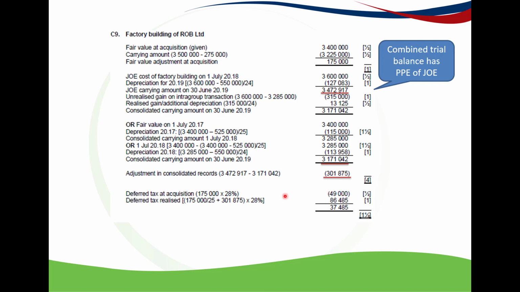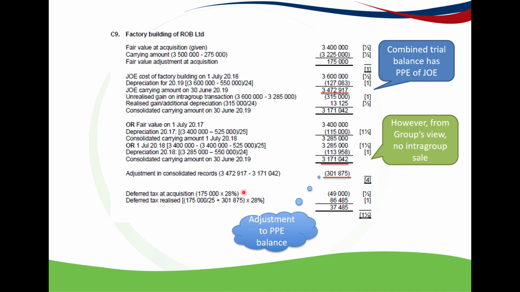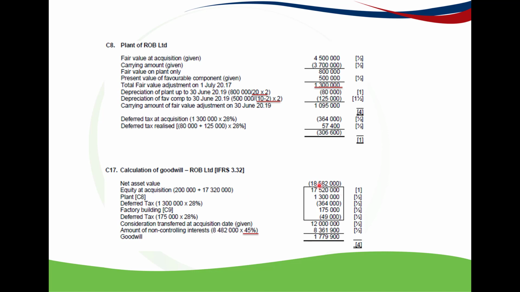And then, of course, the deferred tax at 28%, because the carrying amount is recovered through use. We have worked through the at acquisition adjustments for Rob. We are also now at a point where we can calculate the goodwill for Rob at acquisition date. Here's also just the calculation of the plant, where there was the fair value adjustment at acquisition, the 800,000, and then the favorable component, which gives us our total fair value adjustment, and then our subsequent measurement.